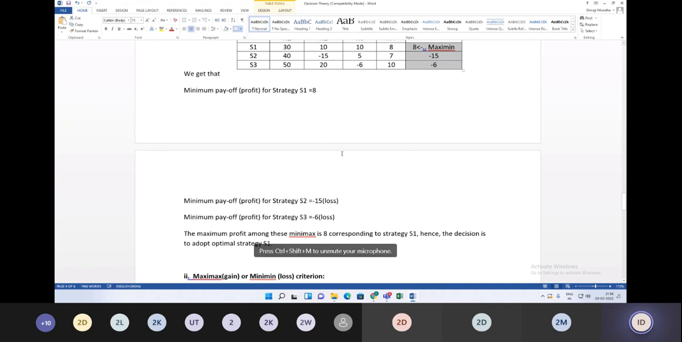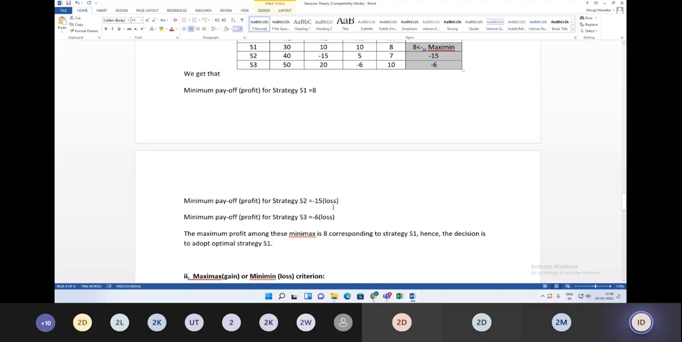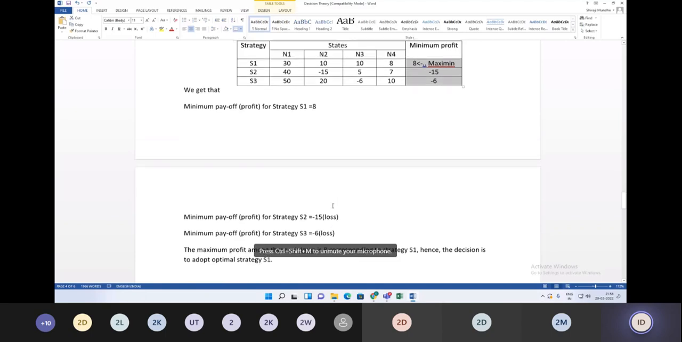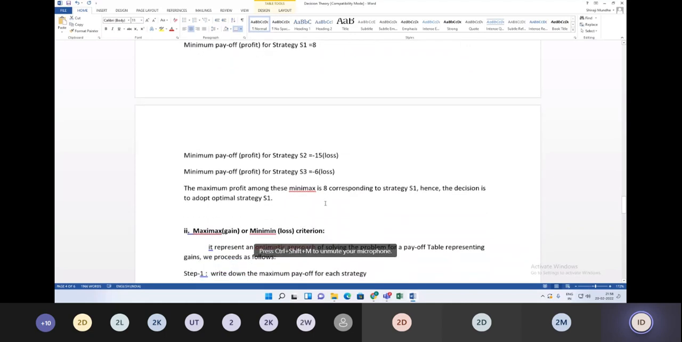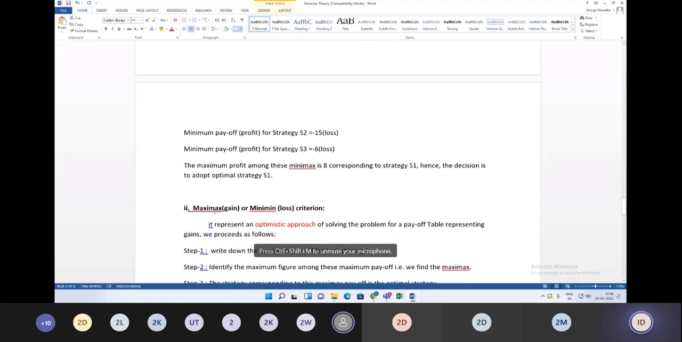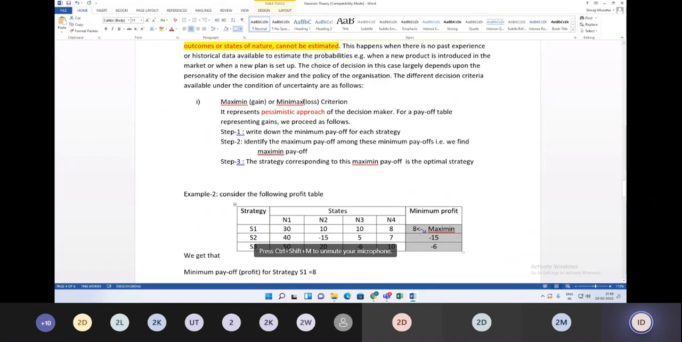Is it clear? All of you, all are with me? Yes, sir. Okay, now the second criteria. In the examination, they may give the values and ask you to find the optimal strategy by using maximin or minimax. Now another: maximax, that is gain, or minimin, that is loss. See, both are different.